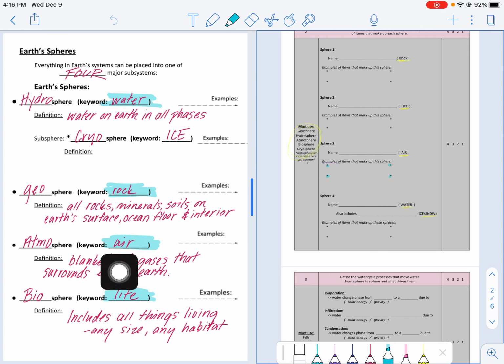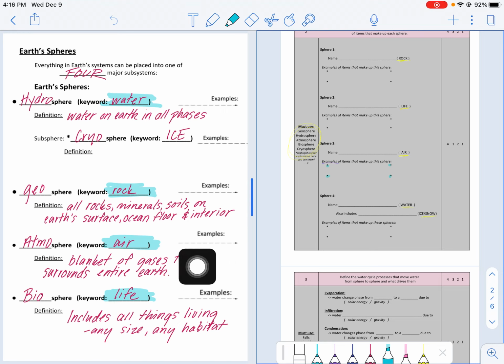Atmosphere, that's of course the air. I feel like this tends to be the trickiest one. We want to think of, what is the air made of? What molecules or what elements are in the air that make up the atmosphere? So that would be gases. Don't say birds. Don't say clouds, right? Those are part of different spheres. Think of what is the air made of itself.